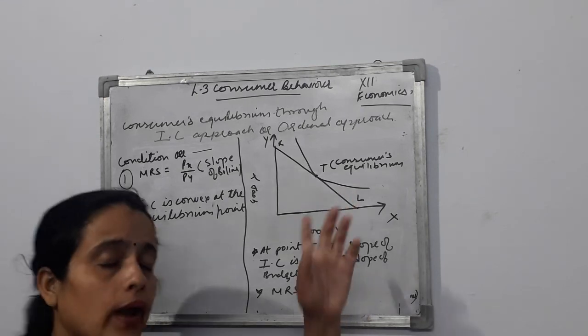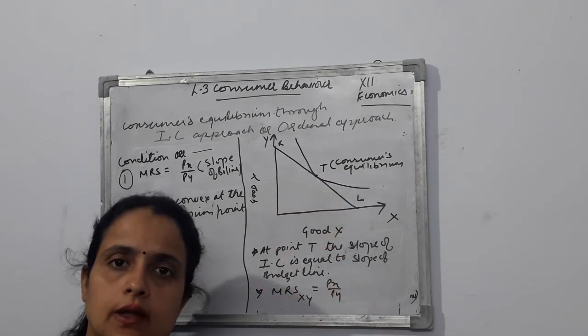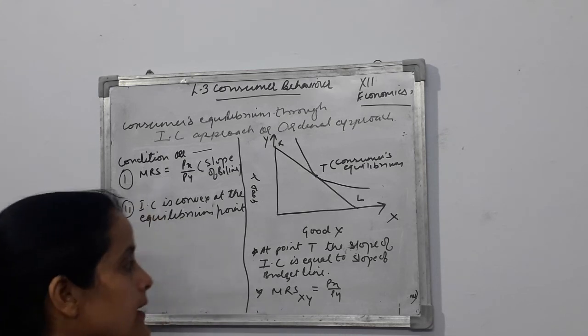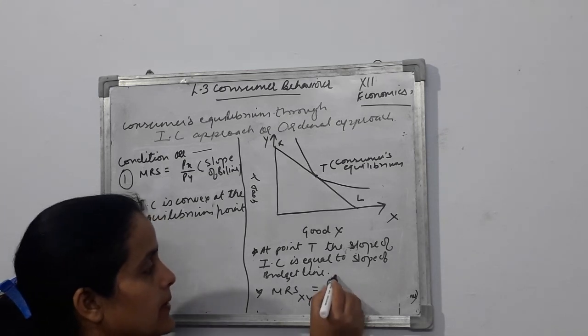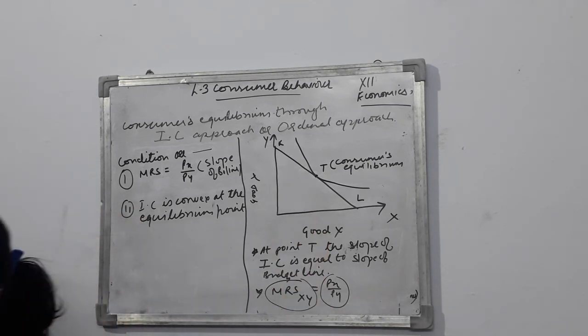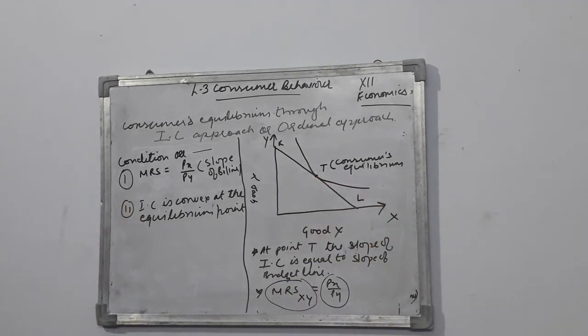Now why only point T? Because here the consumer is getting the maximum satisfaction and under his budget. Budget के अंदर भी आ रहा है और साथ में satisfaction भी मिल रहा है. तो ये वो point होगा जो आपके पूरे satisfaction का होगा. ये consumer equilibrium है T. अगर ये consumer equilibrium है T, right?